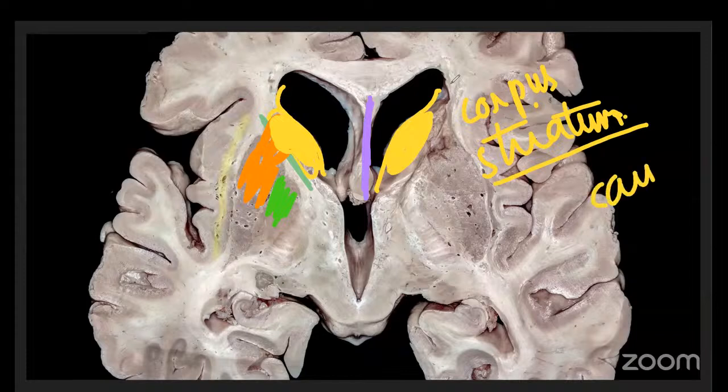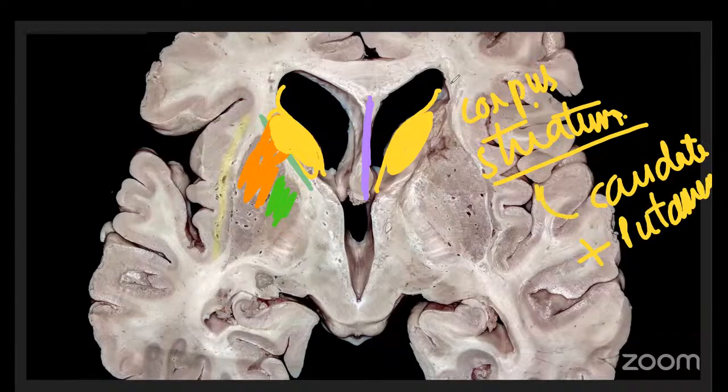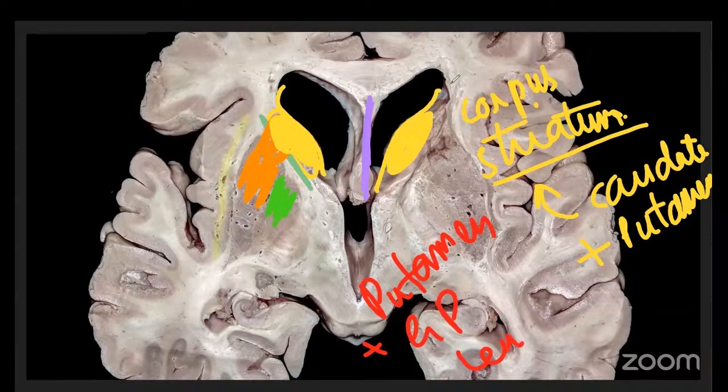Caudate along with putamen makes up corpus striatum, right? Whereas putamen along with globus pallidus makes up lentiform nucleus. Why? Because it looks like a lens on all these coronal sections, axial sections, etc. So these are three structures that come in two different combinations. There is no rocket science going on here.